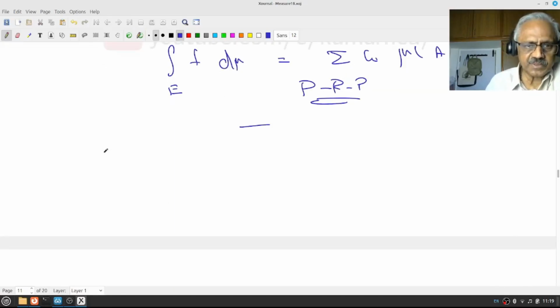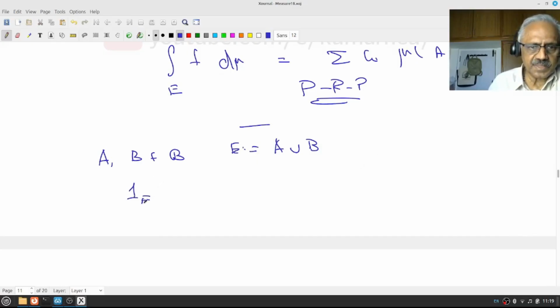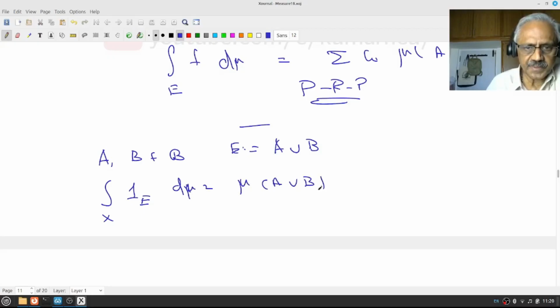We already did some integral of an intersection. Let us look at two measurable sets A and B in X now. Then let's look at the indicator function of A union B. So if my E is this, what is the integral of the indicator function of E? This we saw is the measure of A union B.